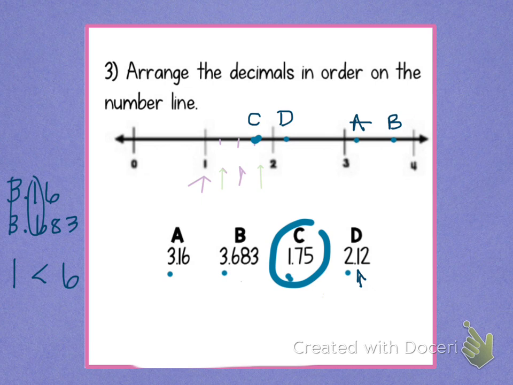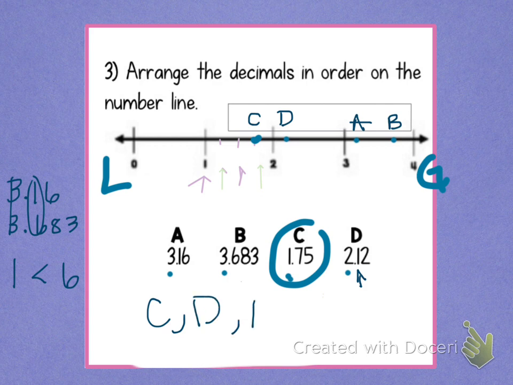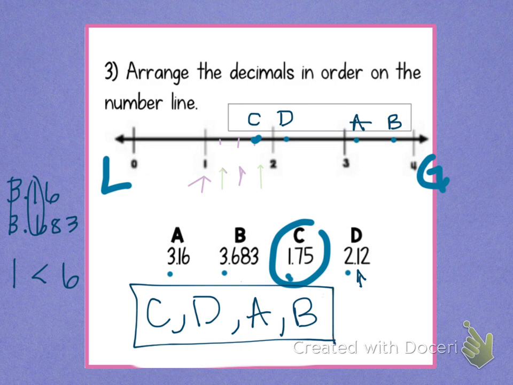Okay, so when I place all my numbers on a number line, right here gives me my order from least to greatest. Okay, so then now we put them in order. So in order from least to greatest is C, D, A, B.